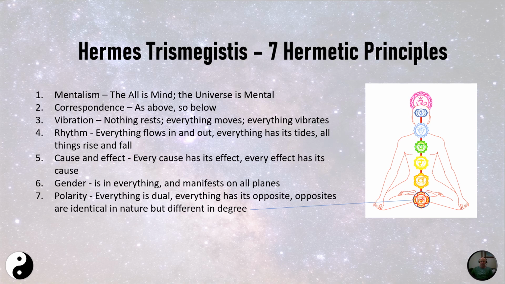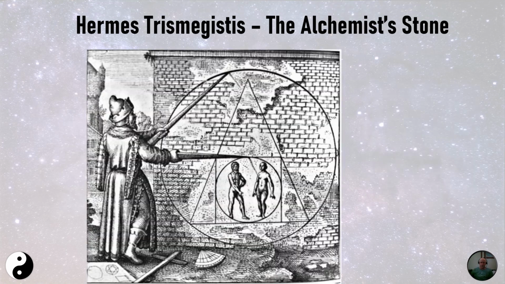So those are the seven Hermetic principles. Now the seven Hermetic principles were actually here before anything. So they form the construct of everything. And it's said that if you understand the seven Hermetic principles, you understand not only the universe, but you can control the universe.